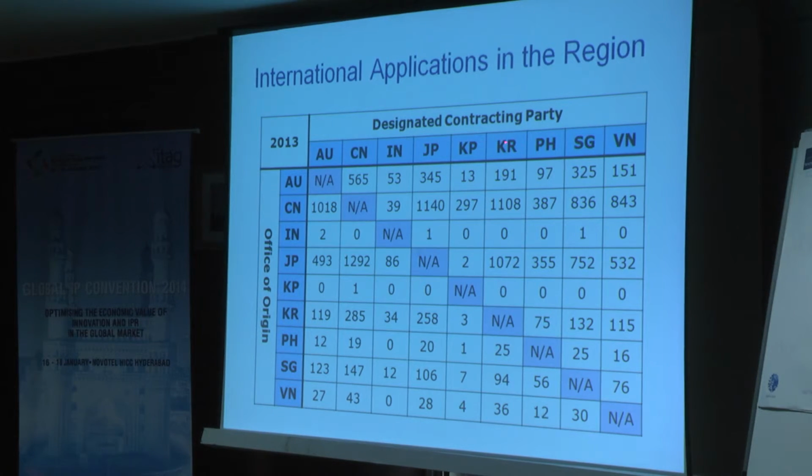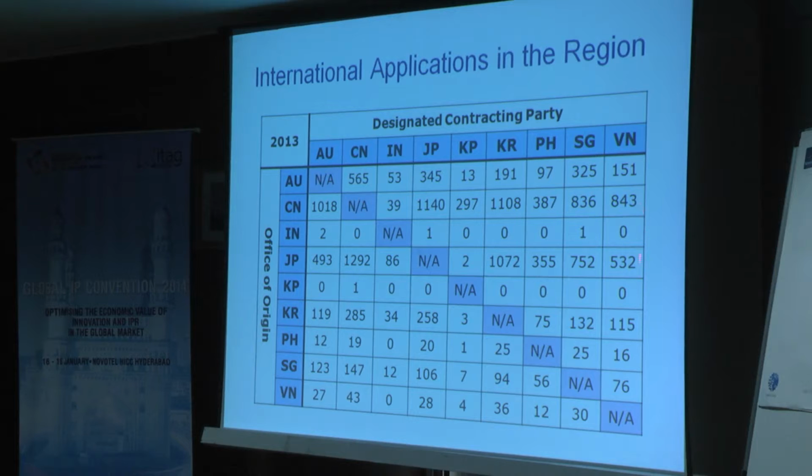You can also look at it the other way. In other words, Vietnam, who's designating Vietnam? This is what Australia's doing, this is what China's doing, this is what Japan, South Korea, Philippines, Singapore, of course, Vietnam's not applicable to itself. So it's sort of an interesting chart to see what's happening in the region, who's making the most use of it. I'm counting on India to come up.